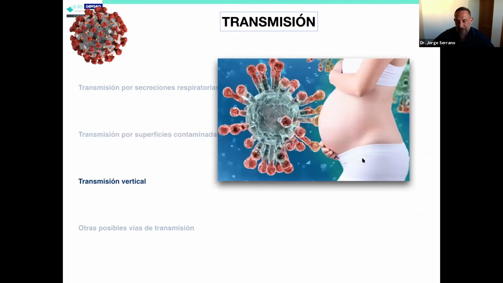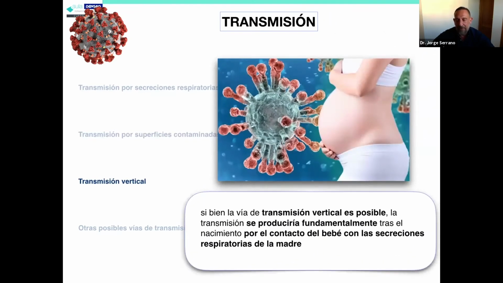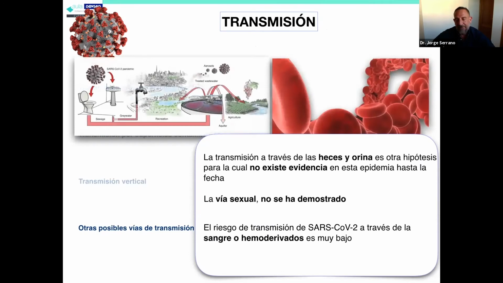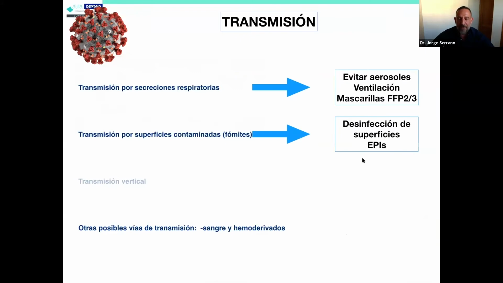Another possibility is the vertical transmission from the mother to the child. But maybe more than vertical transmission, it would be contact with the secretions of the mother. Other ways of transmission could be, for example, through feces and urine. But we hope that this doesn't happen too much in the dental office. There's no evidence supporting this. Also, sexual transmission has not been proven, and other possibilities have been described, but with a very low risk. So we have two main ways of transmission: transmission through respiratory secretions and through contaminated surfaces.